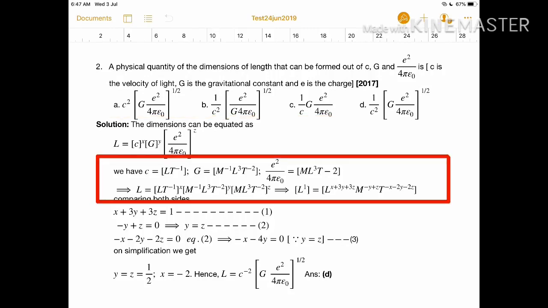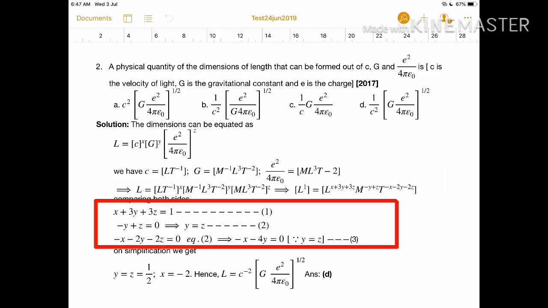Substituting the values of c in terms of dimensions as L t power minus 1, G as m power minus 1, L power 3 and t power minus 2 and e square divided by 4 pi epsilon naught can be written as m into L power 3 and t power minus 2. Substituting the dimensions, we are going to get an equation as L equals (L t power minus 1) whole to the power of x, (m power minus 1, L power 3, t power minus 2) whole to the power of y, and (m, L power 3, t power minus 2) to the power of z.